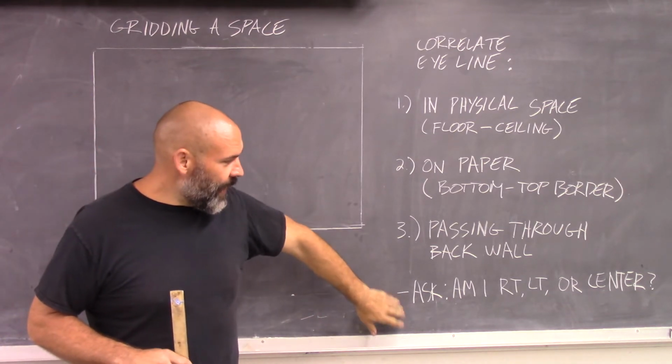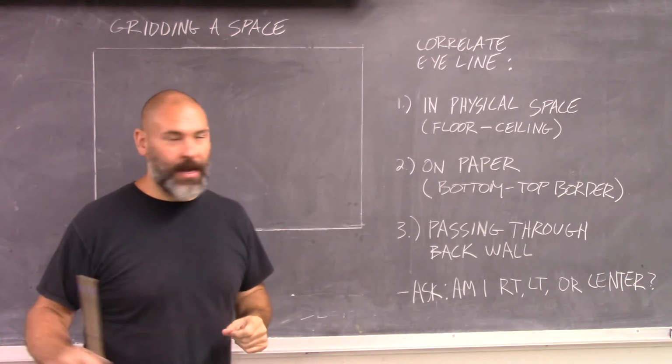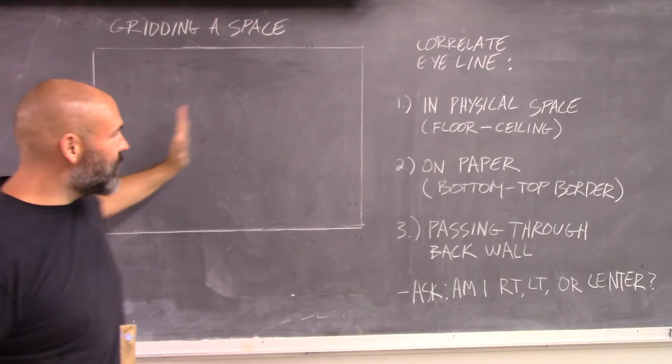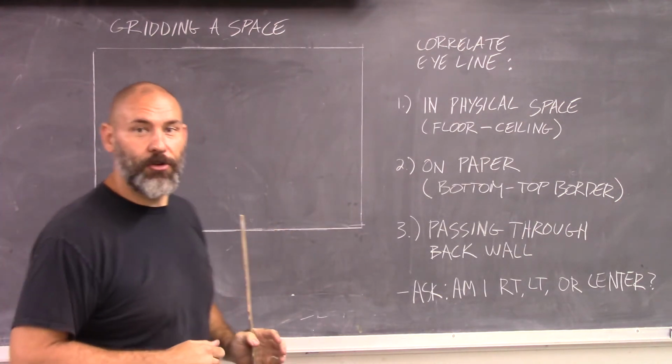Then lastly, ask yourself, am I in the center of this space? Am I over to the left? Am I over to the right? If you're over to the left, you want to put your vanishing point over to the left. That's going to give you more room to deal with the right side of that space, like you'd be seeing it in life.